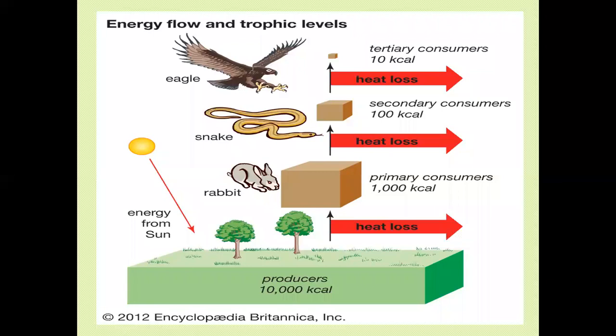If the producers have 10,000 kilocalories of energy, by the time it reaches the next trophic level, it is reduced to only 10% of its original energy, and so it will have 1,000 kilocalories. Again, only 10% of this energy is transferred to the next trophic level and you have 100 kilocalories. Again, when it is transferred to the next trophic level, only 10% of the energy gets transferred and you will have 10 kilocalories at the uppermost level.